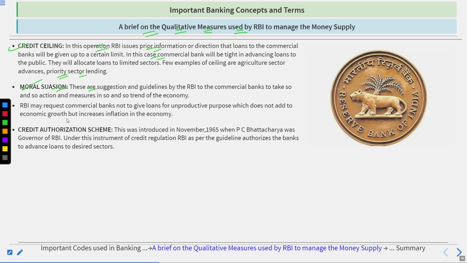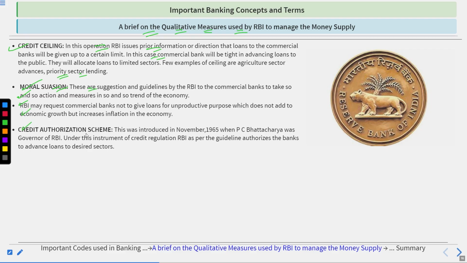Moral suasion. These are suggestions and guidelines by the Reserve Bank of India to the commercial banks to take some action and measures in view of the trend of the economy. RBI may request the commercial banks not to give loans for unproductive purposes, which do not add to economic growth but increase the inflation in the country.